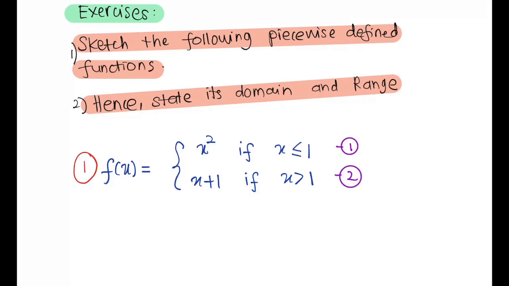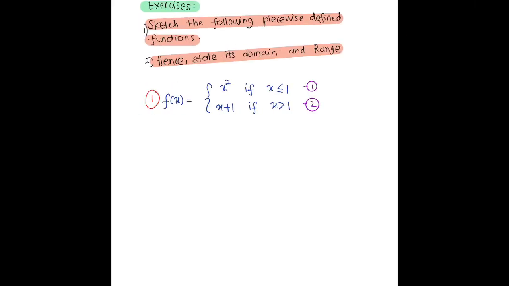Why are the equations separated? Because it is according to its domain. So this is the domain for the first equation, x less than or equal to 1. Another one, x is more than 1. You can see that the number 1 here, we call it the endpoint. Now let me show you how we graph this equation.